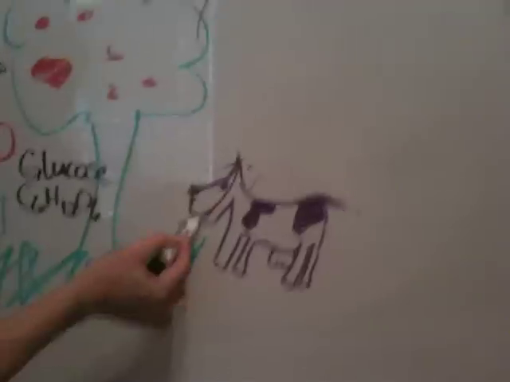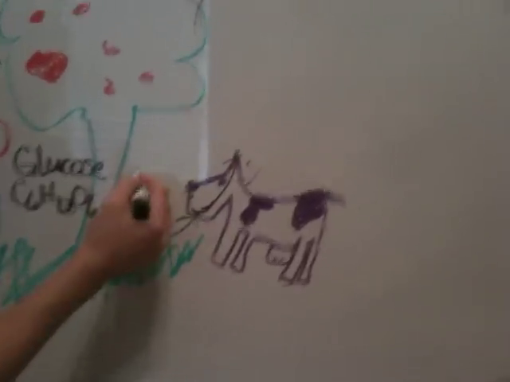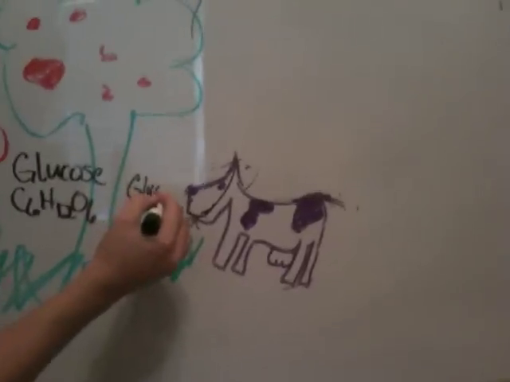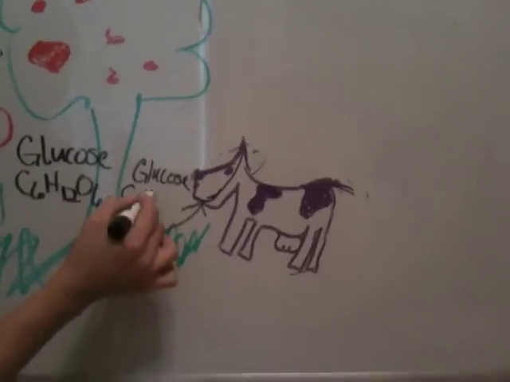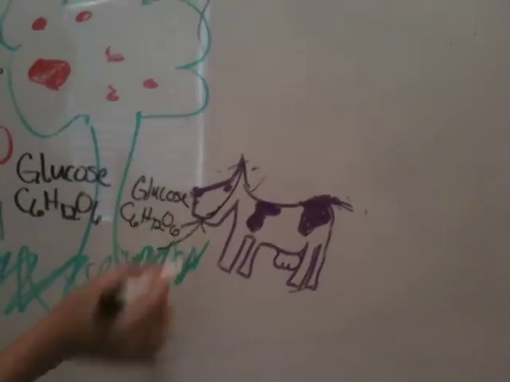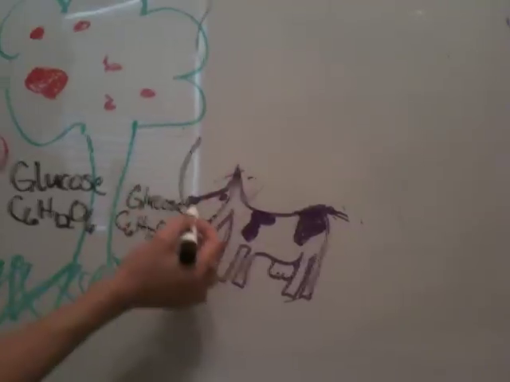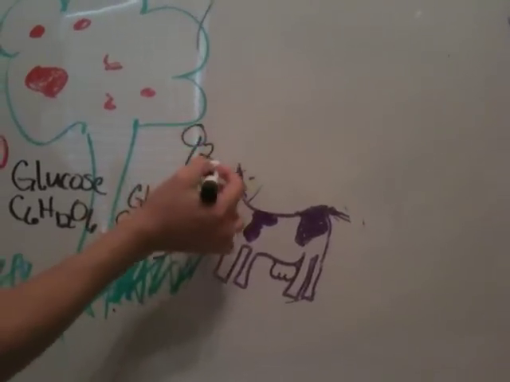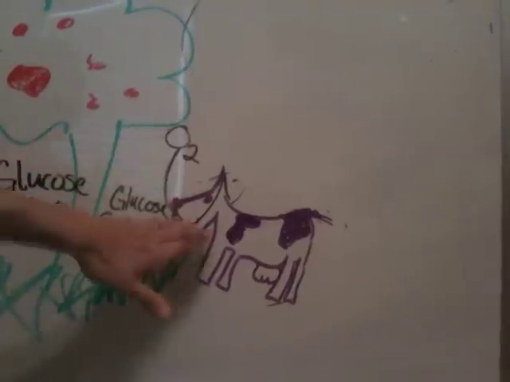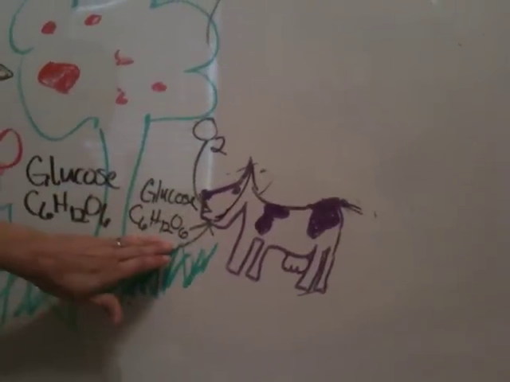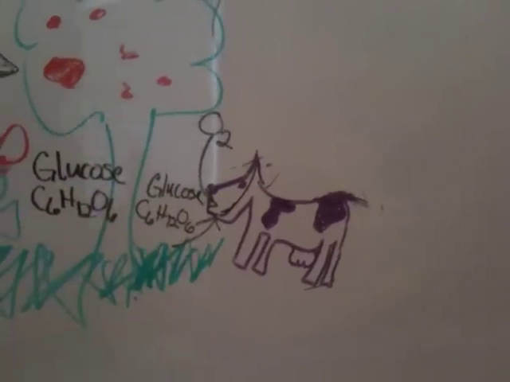So let's go over here to our animal. When our animal eats the grass, he's going to ingest glucose. So that's how he's going to get glucose into his body. That's C6H12O6. Also, when that animal breathes, he's going to take in oxygen. So he takes in oxygen when he breathes, but he eats grass, so he eats glucose.